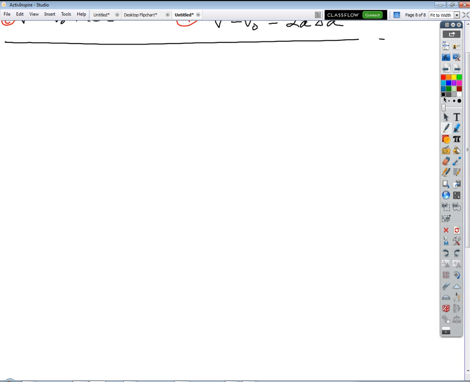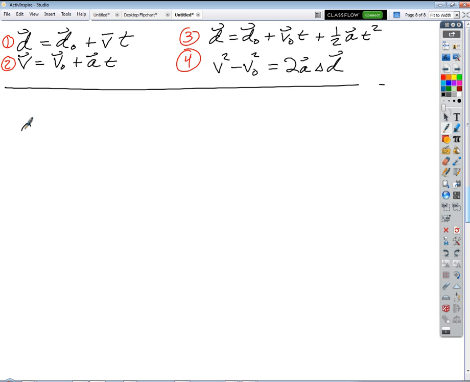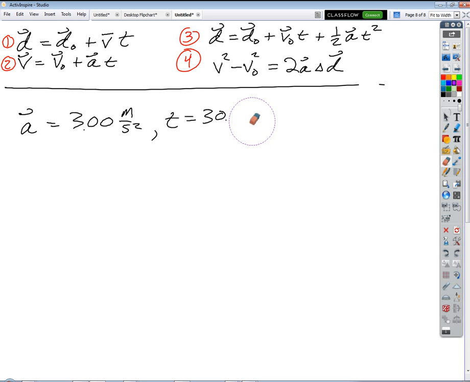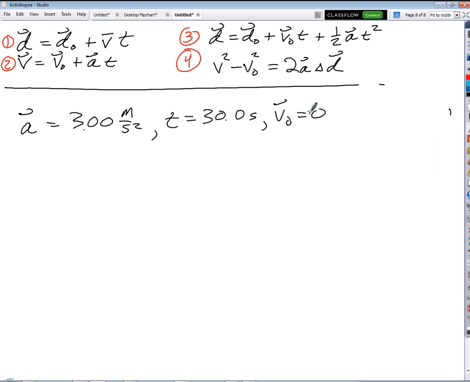So last one, number 30. An airplane starts from rest and accelerates at a constant 3 meters per second squared. We're just going to zip through this one, how about? So they give us acceleration, right? 3.00 meters per second squared. They give us t is 30.0 seconds. And they give us something else in a sneaky way. What's that? The initial velocity? Yeah, what's the initial velocity? 0, because it's starting from rest.